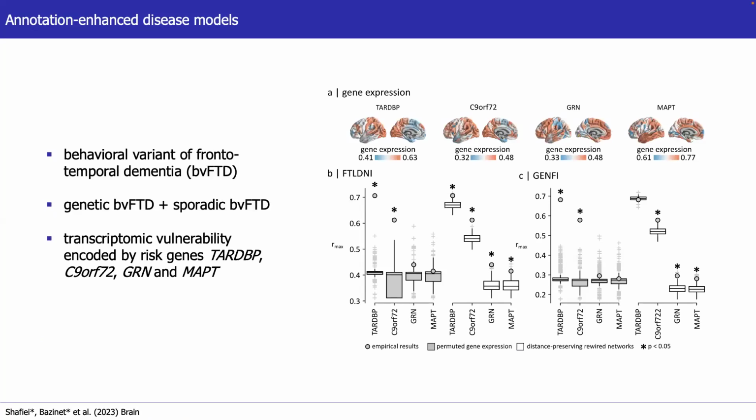You can also, just in case you're interested, play this game for not just Parkinson's disease. We recently did this in FTD as well. You can pick different genes, different combinations of genes, and now you also have different subtypes of the disease, so you can do more or less the same thing.